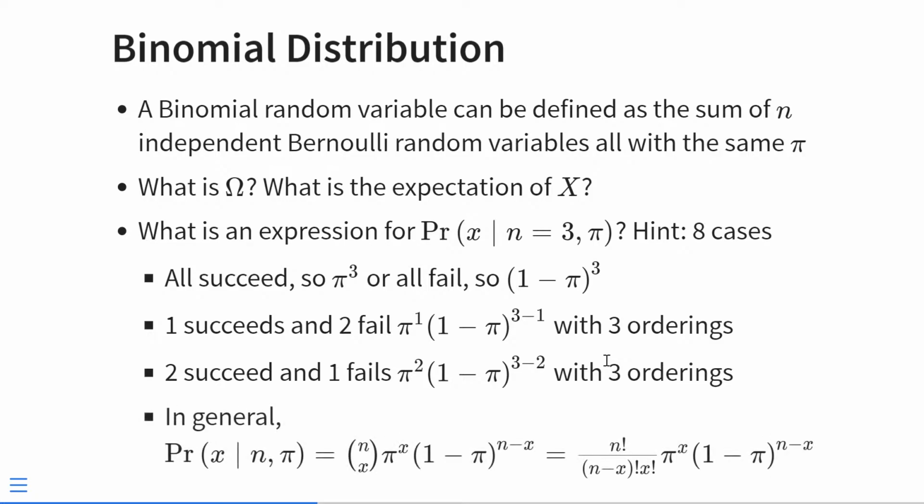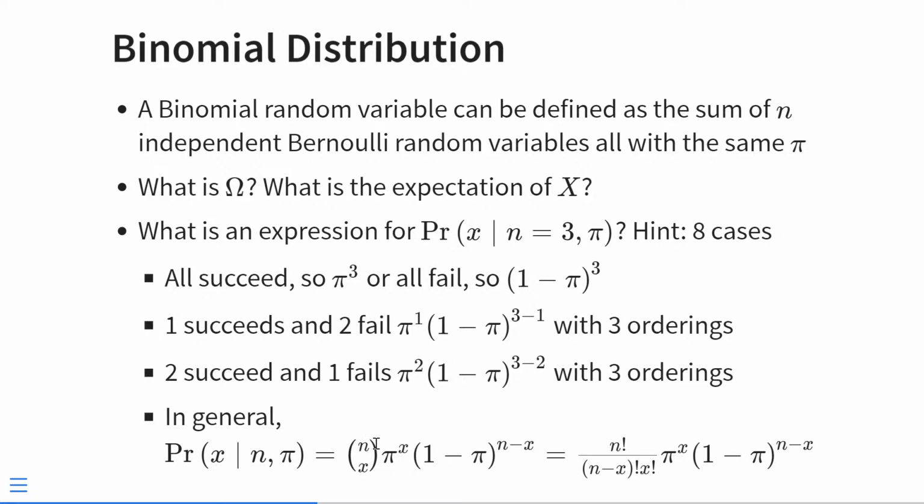And as was almost said, in general, a way to write the probability mass function for a binomial random variable, probability of x given n and success probability pi, can be written in terms of this function, which reads as n choose x. So it would be 3 choose x, not 8 choose x. Pi raised to the power x, 1 minus pi raised to the power n minus x.